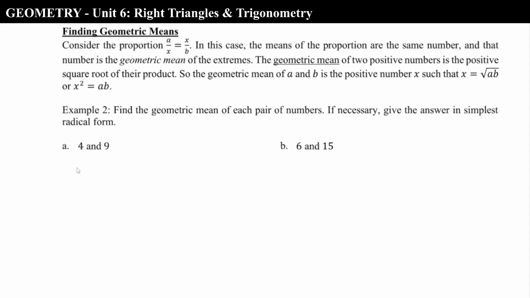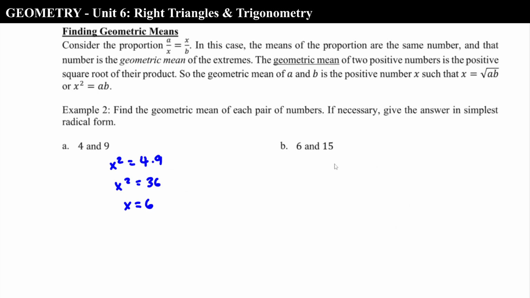So if we want to find the geometric mean of 4 and 9, you're going to do x squared equals 4 times 9. So x squared equals 36. So therefore x equals 6. So our geometric mean of 4 and 9 is 6.